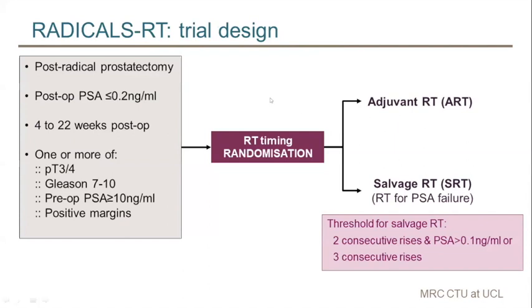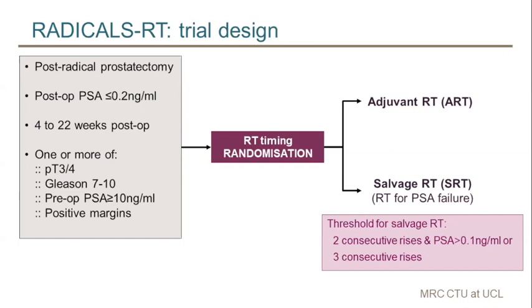So this is the trial design. So these are patients on the left. So they had a radical prostatectomy, and straight after their prostatectomy, we want their PSA to have gone under 0.2. They were entered into the trial any time between 4 or 22 weeks after the operation. And to be eligible for the trial, they needed to have had one or more of these features on the left here. So either a T3 or T4 tumour, which means it's poking outside the capsule of the gland, or it's got to be a Gleason 7 cancer or above.